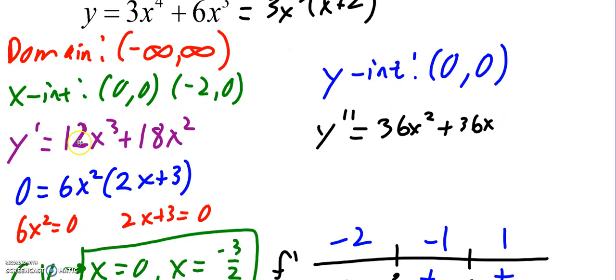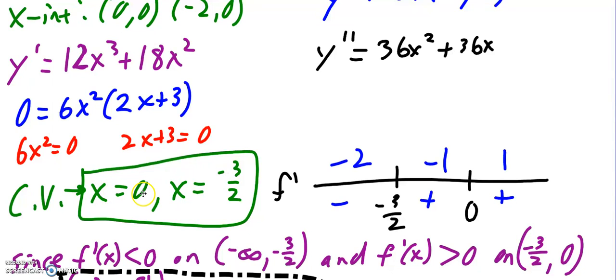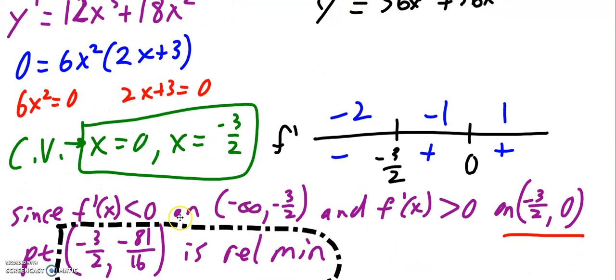Find my critical values, so I set the first derivative equal to 0. I can factor out a 6x squared, set each of the factors equal to 0, and I get critical values of x equals 0 and x equals -3/2. For this problem, I just went ahead and did the first derivative test. So I made an increasing, decreasing chart with the first derivative. I plug in my critical values of -3/2 and then 0. I tested -2, -1, and +1, and I saw negative, positive, positive. So I know -3/2 is a relative minimum, 0 is not a relative minimum or maximum.